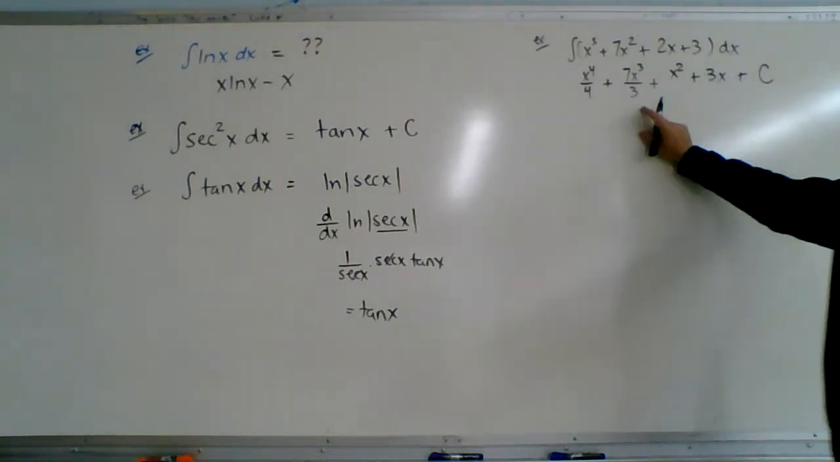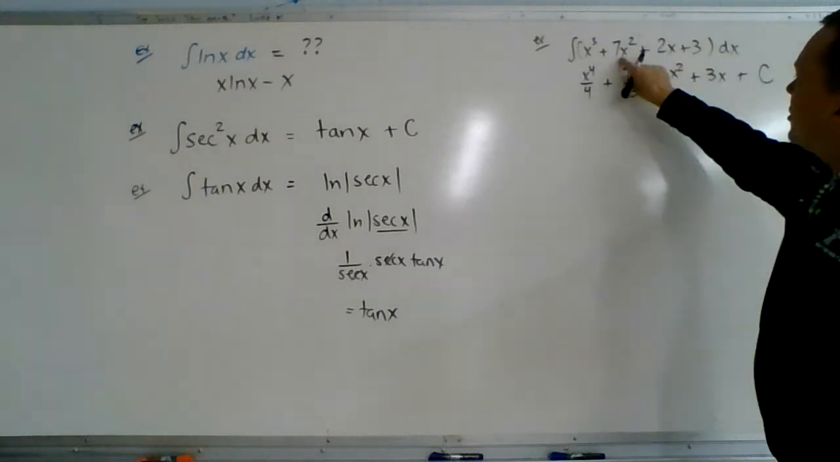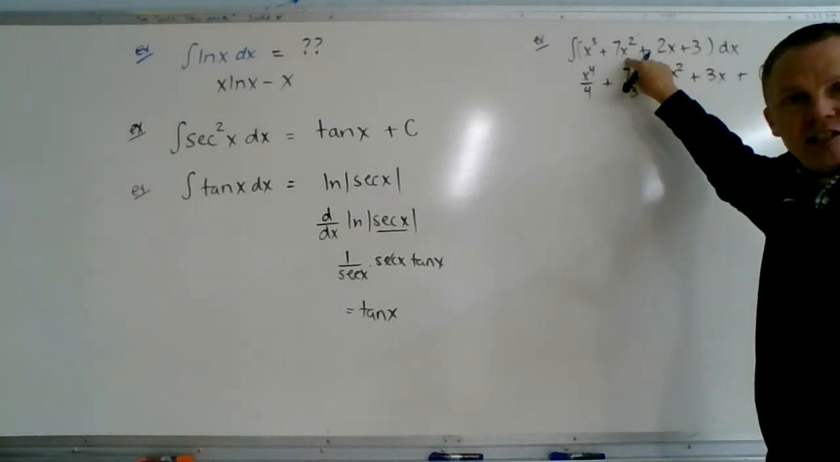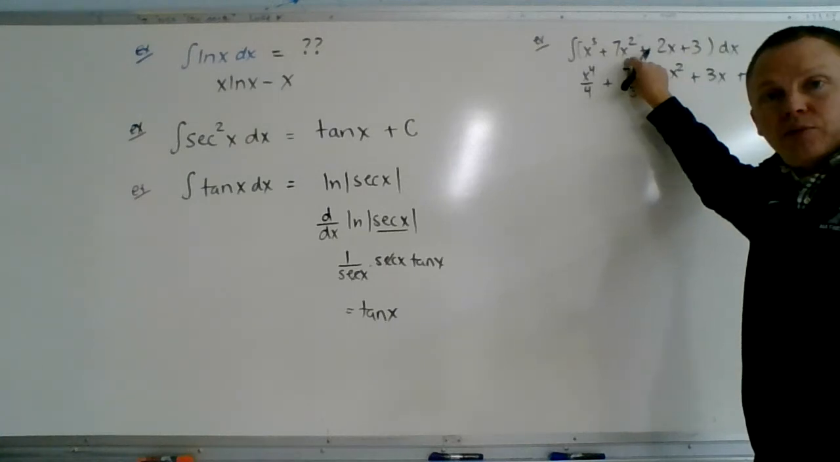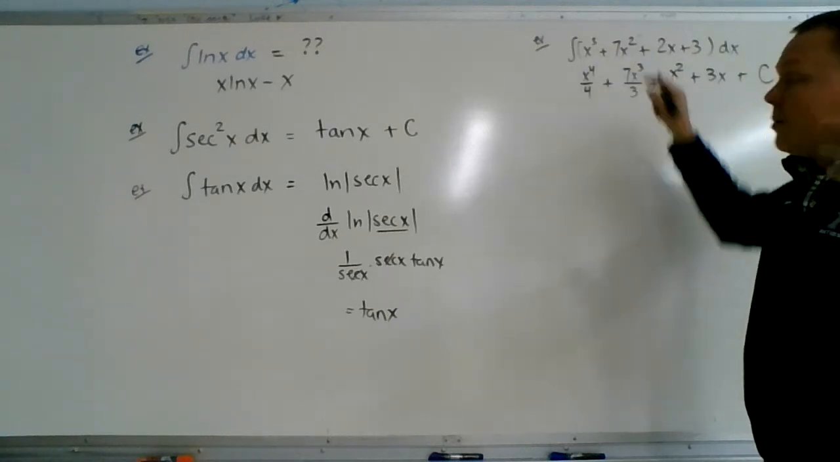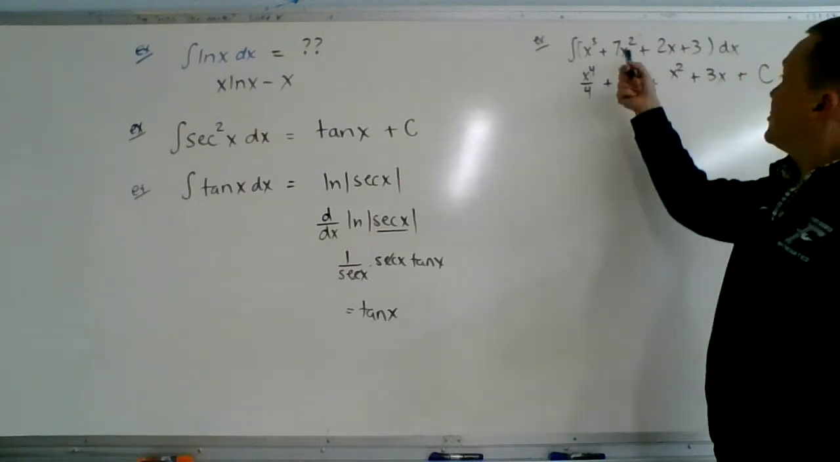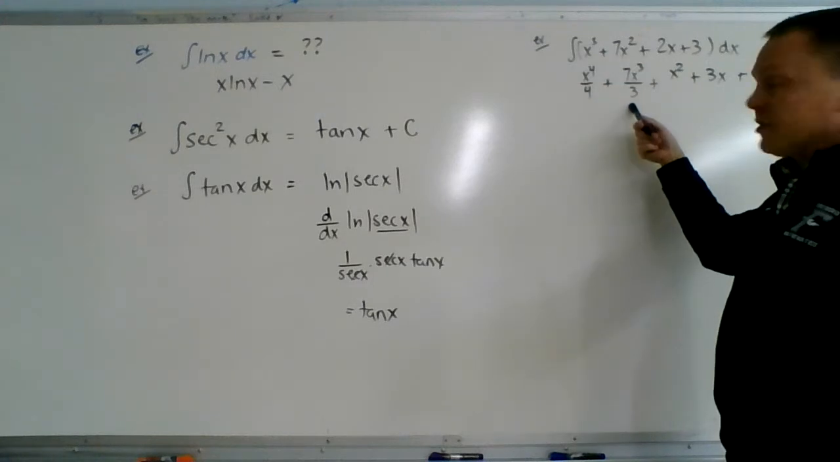Okay, let's talk about where I got this. Where did that 7x cubed over 3 come from? Well, I started with 7x squared, right? I need to anti-differentiate that. Well, if I'm starting with x squared and I'm going to go backwards, it's going to be a cube, right? But again, the derivative of x cubed is 3x squared. I need it to be 7x squared. So what do I do? I divide by 3, okay?